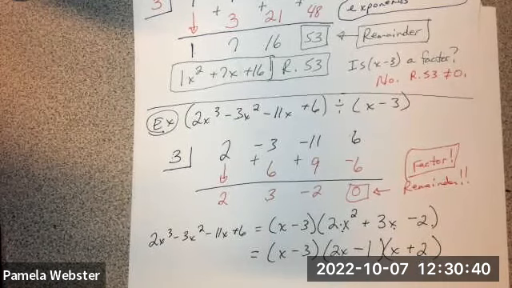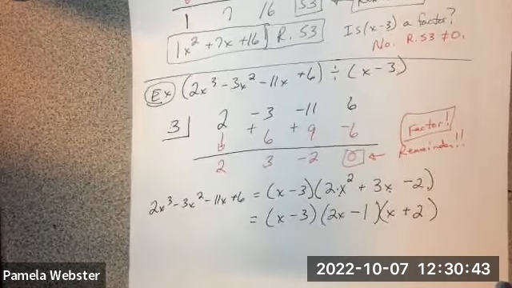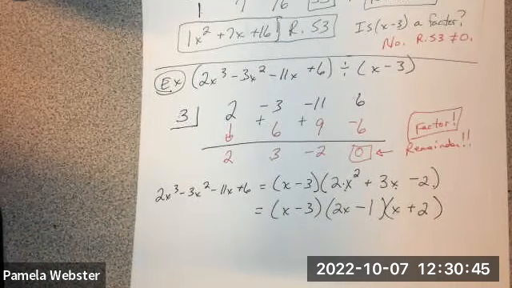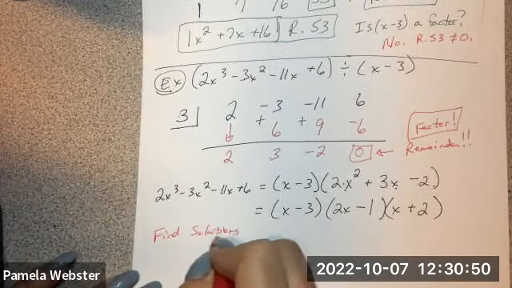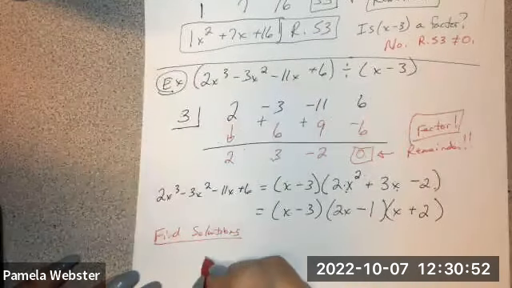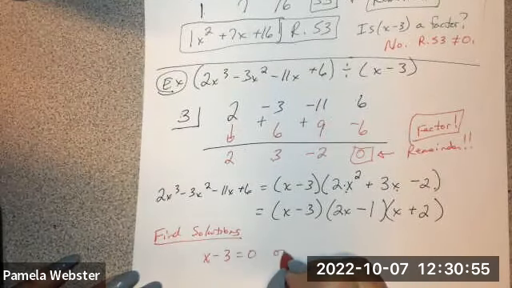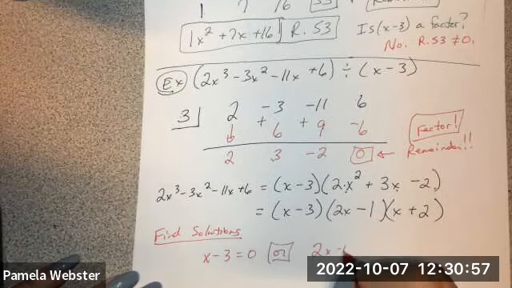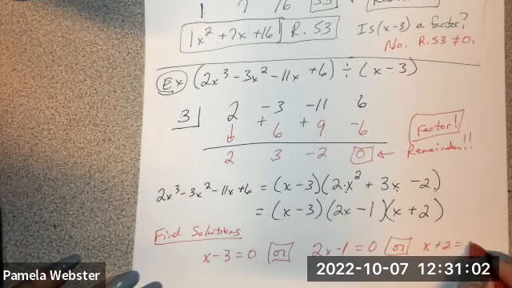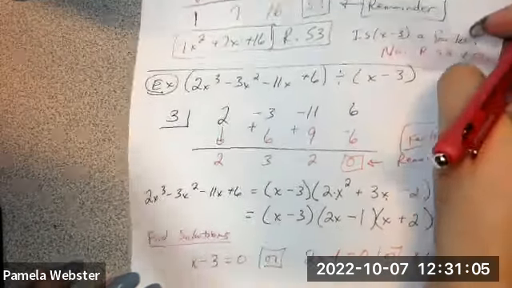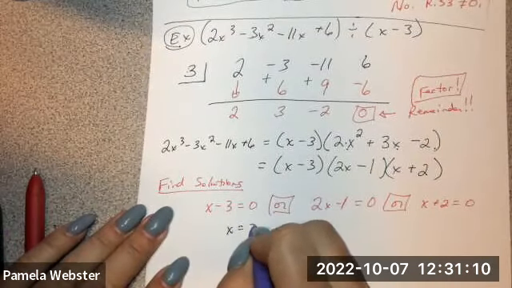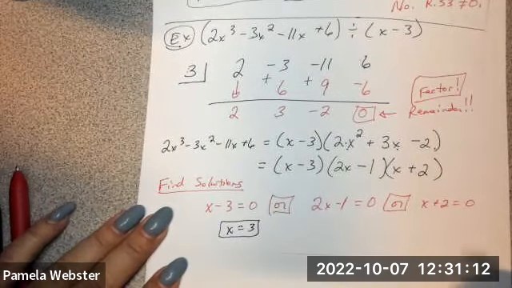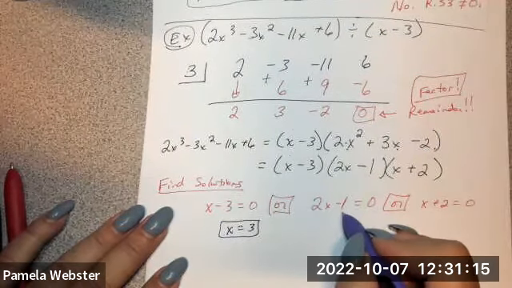All right, so now if they said something like, find the solutions for this cubic, we can do that, right? Find the solutions. We've already done that before, so just take each one and set it equal to 0. X minus 3 equals 0, or 2x minus 1 equals 0, or x plus 2 equals 0. So solve those up as best you can. We need to add 3 here, so I'm getting x equals 3. Show the in-between steps if you need to.